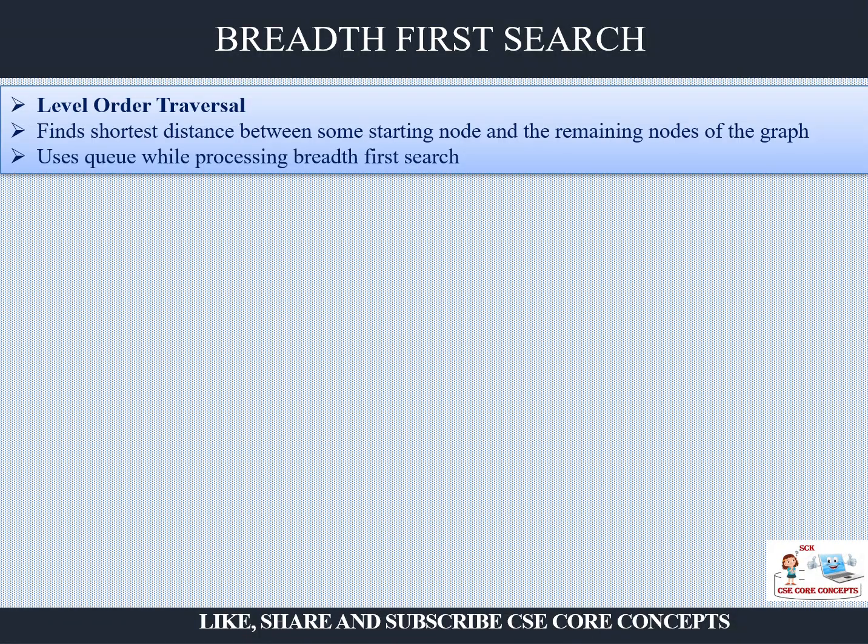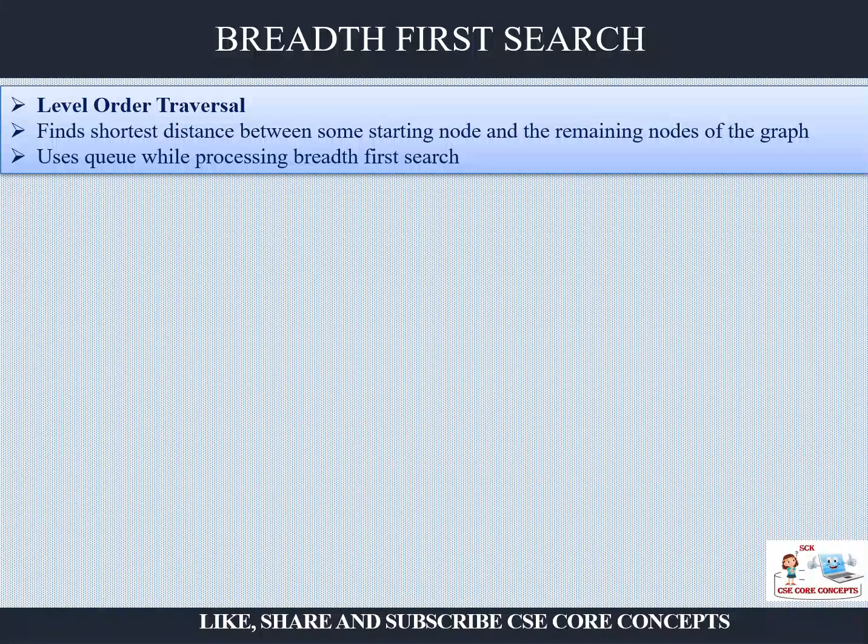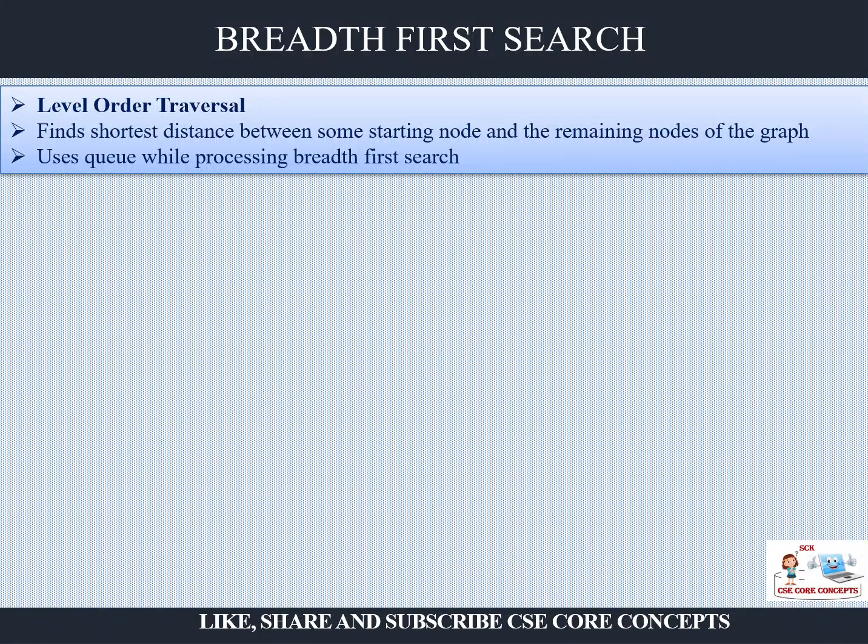Breadth first search is also called a level order traversal, and it helps to find the shortest distance from a starting node. Out of all the nodes in the given graph, you select one node as your starting node, and from that node you can find the shortest distance to the remaining nodes of the graph, or you can simply traverse through the graph. In breadth first search, while traversing through the nodes, we use a linear data structure, that is a queue, while processing the nodes and keeping them one after the other.